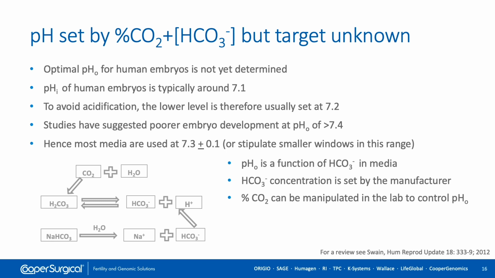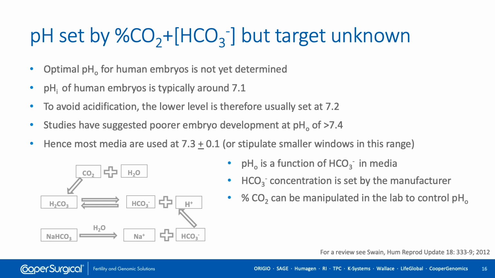There are studies that suggest that you get poorer embryo development at a pH greater than 7.4, so hence most commercially available media will tell you that the pH should be set at 7.3 plus or minus 0.1, so therefore pH 7.2 to 7.4. We know that the external pH is a function of the bicarbonate in the media. The bicarbonate concentration is set by each manufacturer making media, and therefore in the lab the thing that we can do to change the pH is obviously change the concentration of CO2.